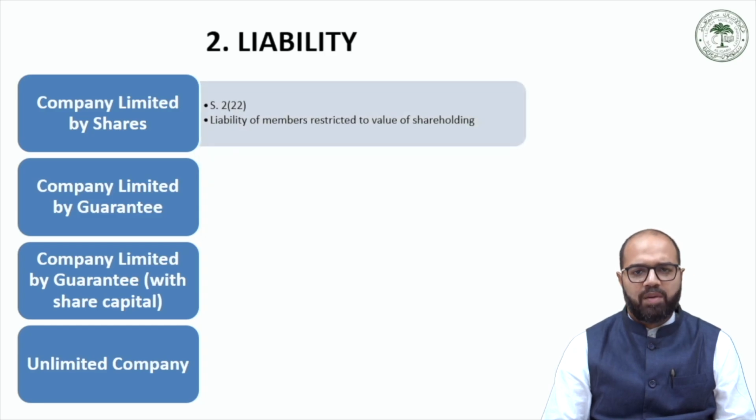So firstly, a company limited by shares. This kind of a company is defined under Section 2, Subclause 22 of the Companies Act 2013. According to this provision, a company limited by shares means a company having the liability of its members limited by the memorandum to the amount, if any, unpaid on the shares respectively held by them. As you would acknowledge, this is a very technical definition, but to simplify it for the benefit of our learners, it means the liability of members is restricted to the value of their shareholding.